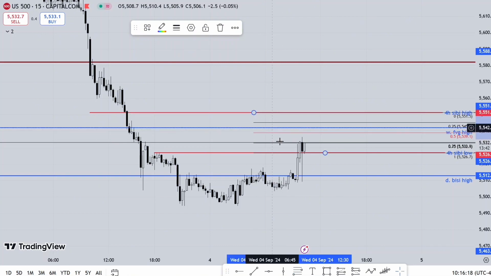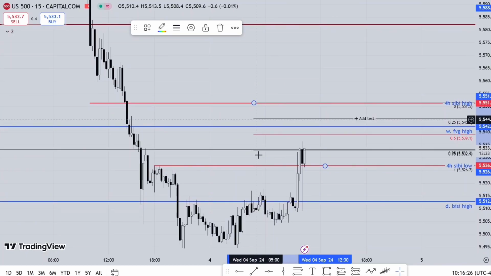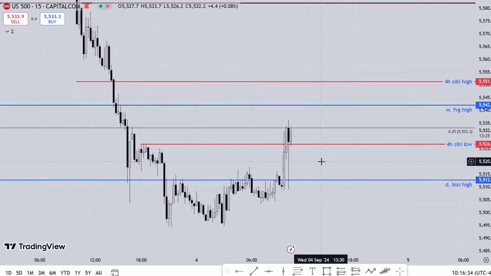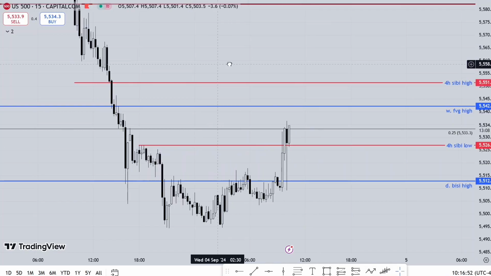So we are currently below the equilibrium point of the 4 hour CB. So we are currently at a discounted level on the 4 hour CB. So we trade from daily PDRAs to 4 hour PDRAs, and we trade from 4 hour PDRAs to 1 hour PDRAs, like that. So it goes.